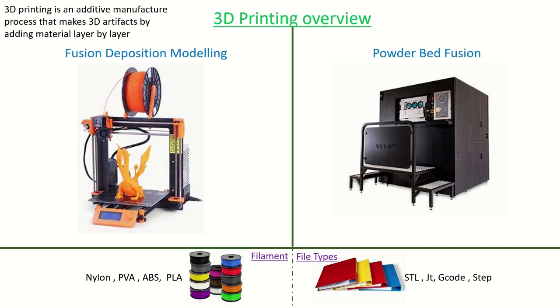However, for the filament used in 3D printers, we can pick nylon, PVA, ABS, or PLA, and the file types that it accepts are STL, JT, G-code, or S10.